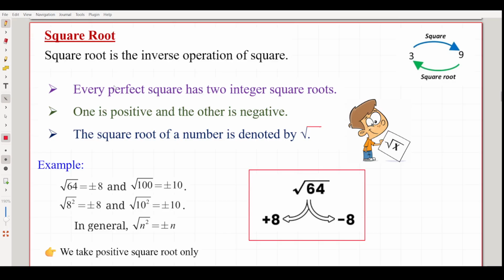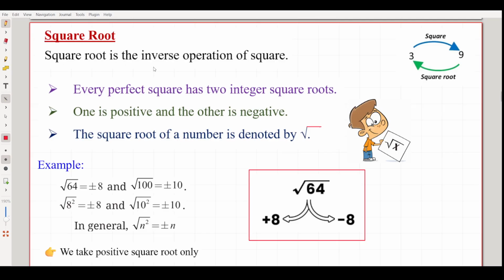In today's class, I'm going to teach you about square root. In the previous video, I explained how to find square numbers, and we did many activity based questions. Then we learned the properties of square numbers. In today's session, we are going to learn about square root.